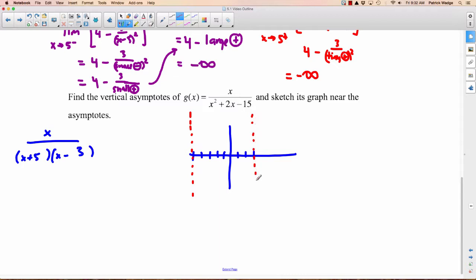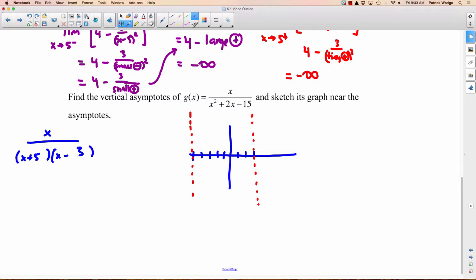And what we want to know is, what does the graph do near these asymptotes? Now, we know it's either going to go to infinity or negative infinity, but we're going to have to look at 4 different one-sided limits. We're going to have to look at the left-hand side of this asymptote, the right-hand side of this asymptote, the left-hand side of this asymptote, the right-hand side of this asymptote. I'm sorry, everyone. I know it's a lot of work, but that's what we're supposed to do.